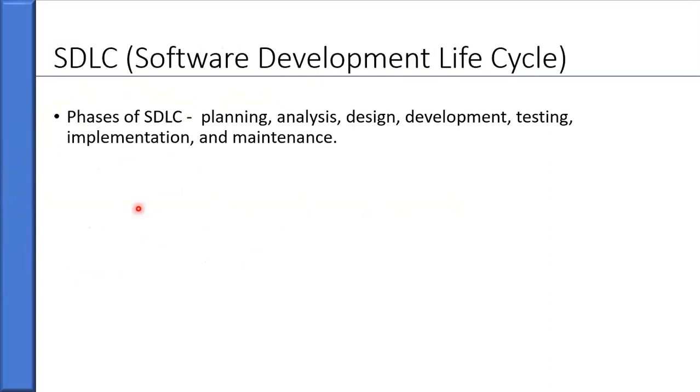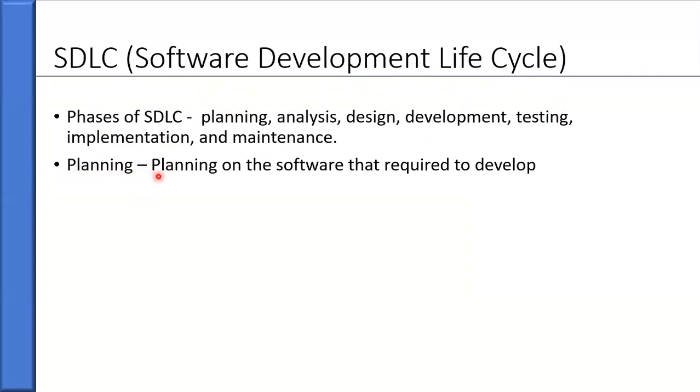Now we will discuss the software development life cycle. Initially, what are the phases of the software development life cycle? Planning, analysis, design, development, testing, implementation, and maintenance. Since I have discussed a little bit earlier, now you might have some understanding of what these activities are, but we will start again.